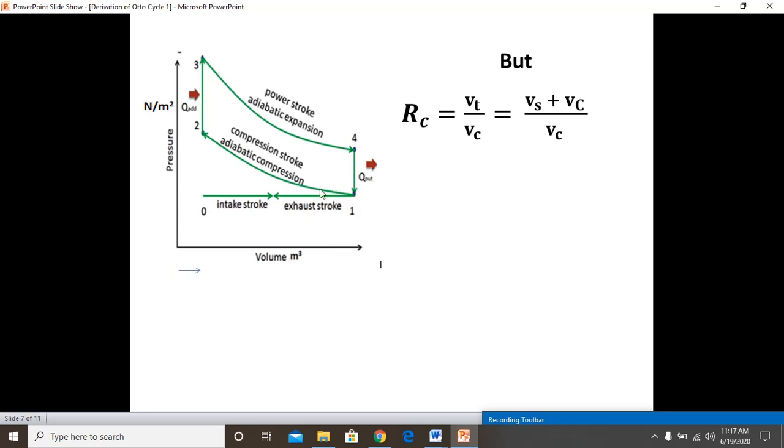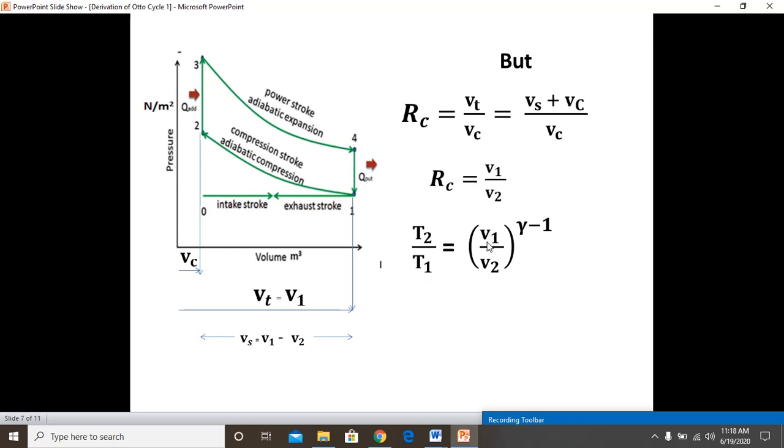Let us go for the concept of compression ratio, RC. This is the ratio of V total divided by Vc. Therefore, it is equal to Vs plus Vc divided by Vc. The total volume is equal to V1, the clearance volume is equal to Vc, therefore the swept volume is equal to V1 minus V2. Therefore compression ratio is equal to V1 divided by V2. Therefore T2 by T1 is equal to V1 by V2. Put V1 by V2 in terms of RC in this equation. Therefore T2 by T1 is equal to RC to the power of gamma minus 1.